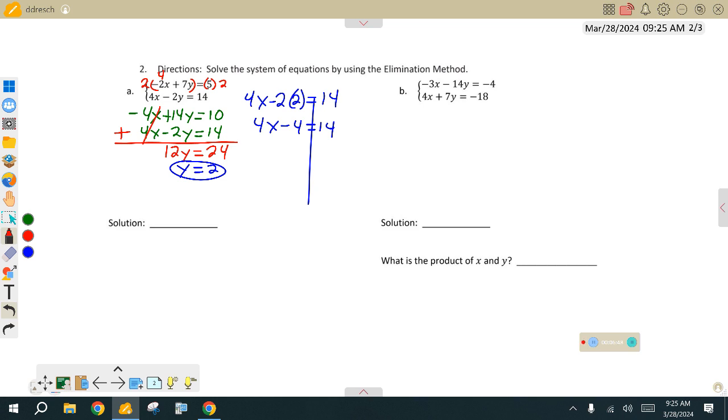Okay? What do we got? Add 4. 4 plus 14 is what? 18, right? And then lastly, what do we got? Divide by 4, and 18 divided by 4 is? It's a nice terminating decimal, isn't it? What is 18 divided by 4? 4.5.